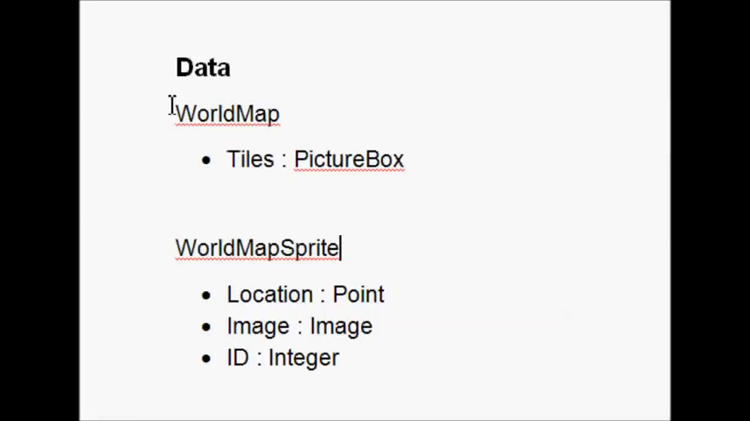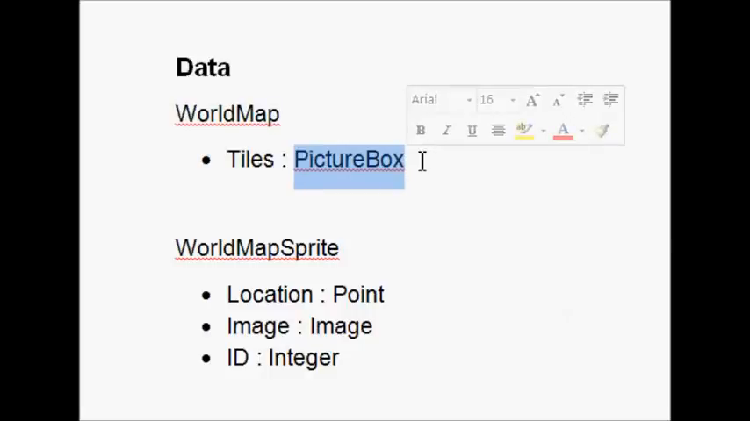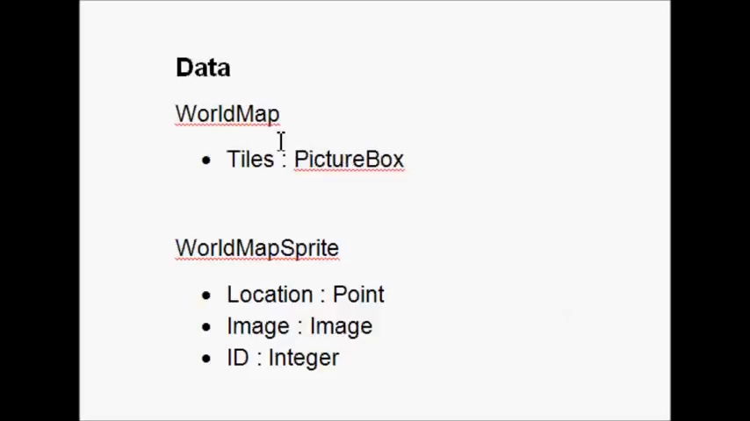So first of all, we're going to have a world map class, and we're going to have a variable called tiles, and that's going to be of the picture box type. We haven't encountered picture boxes before. There's going to be quite a few different data types which we haven't encountered yet, so I'll explain them as we go along. Basically a picture box is what it sounds like. It's just a box that contains a picture, and you can change the size and everything, and it's pre-made, so it's easy to use.